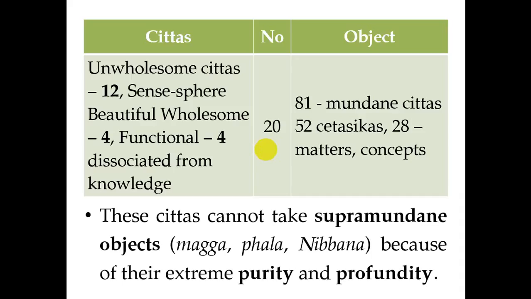So actually these Cittas cannot take supramundane objects. When we talk about supramundane, we have 9 supramundane objects: 4 Magga, 4 Phala and Nibbana, right? But when we talk about Citta, we have only 8 supramundane Cittas. So when we use the word Lokottara or supramundane, we have 9, right?